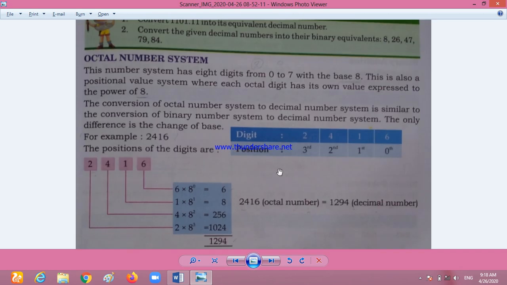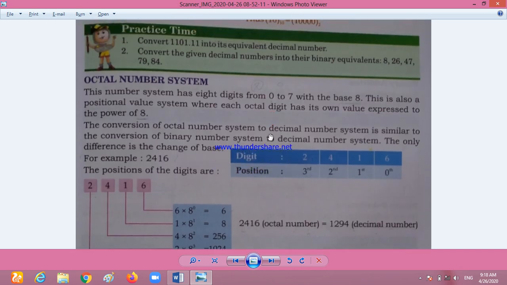Now the octal number system. The octal number system has 8 digits, from 0 to 7. Anything which we take in this number system starts with 0. How large it gets is its own matter, but it uses only the digits 0 to 7.